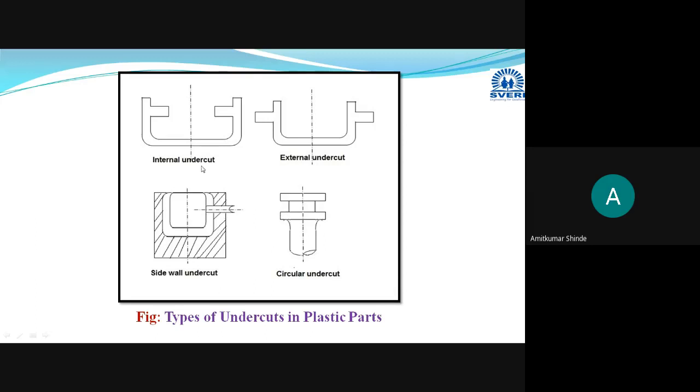Due to the presence of these undercuts, when you are ejecting the component or molded part by opening the mold, you will not be able to remove it from the mold cavity. Then how are these different undercuts made? Here, this is the internal undercut. Sometimes these undercuts are required in the molded part, so you have to manufacture or make them.